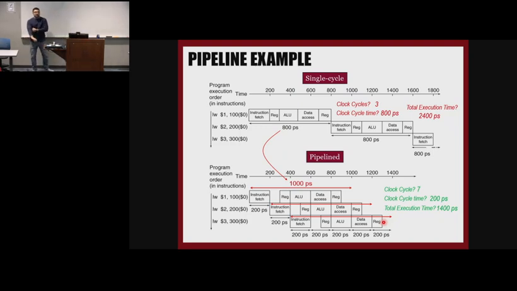Okay? If you look at this, you can see that the first instruction needs 1000 picoseconds to finish. The first instruction for the single cycle needs 800 picoseconds to finish. So if we just have one instruction, the pipelining is hurting us. But after that point, every instruction can be executed in 200 picoseconds.